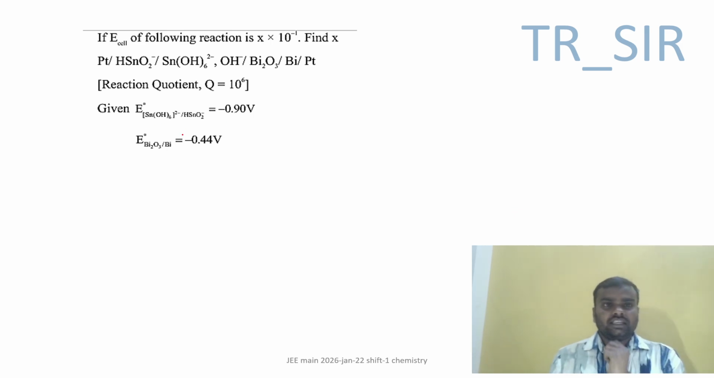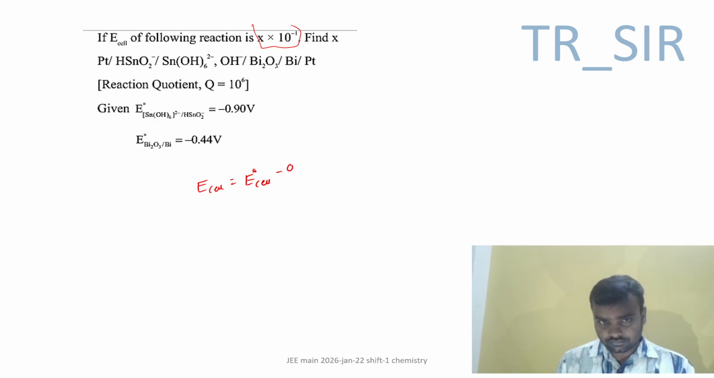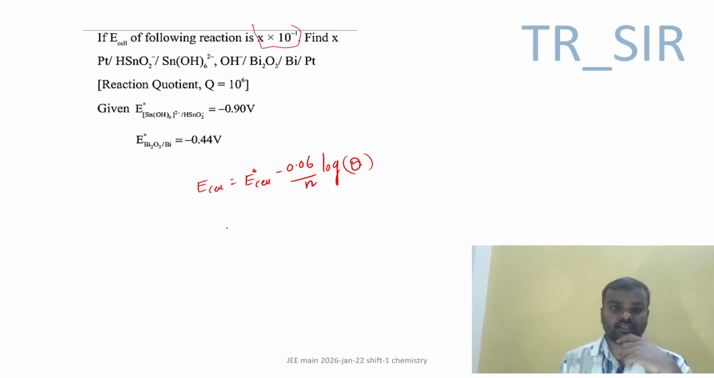Now what do we have? E cell of the following reaction is given this much. The E cell of the reaction is this one. Find the X value. For that we should find out the formula to use here. E cell is equal to E naught cell minus 0.06 by n log Q. Q we can take. The E cell they gave is X into 10 power of minus 1.